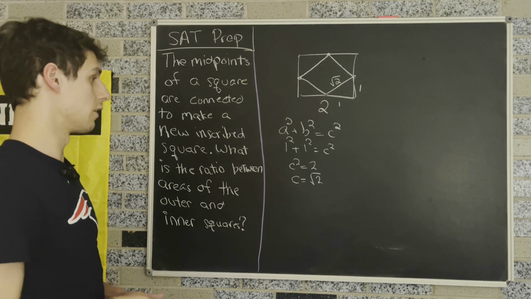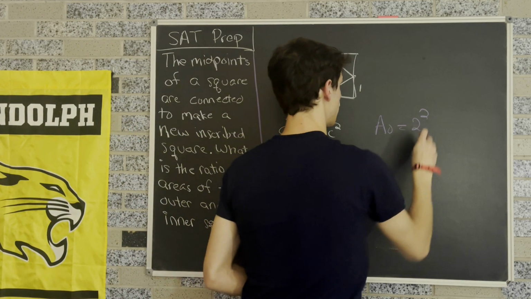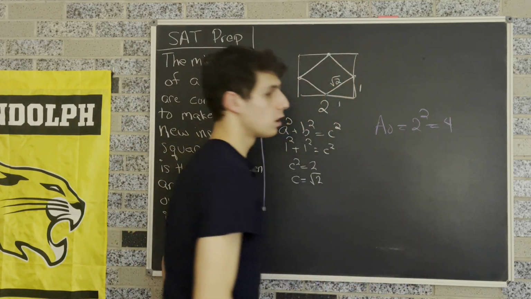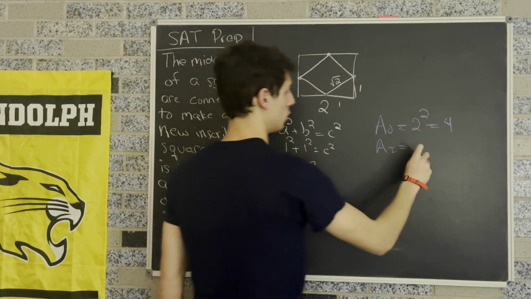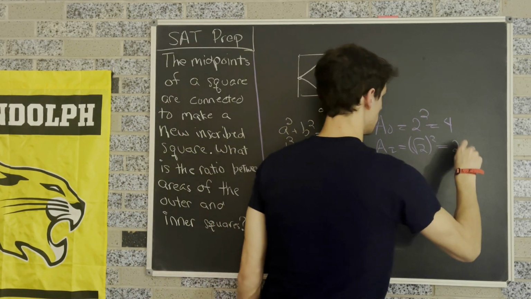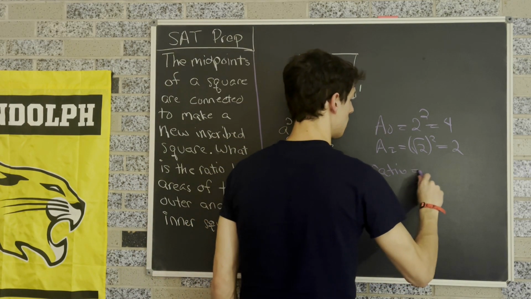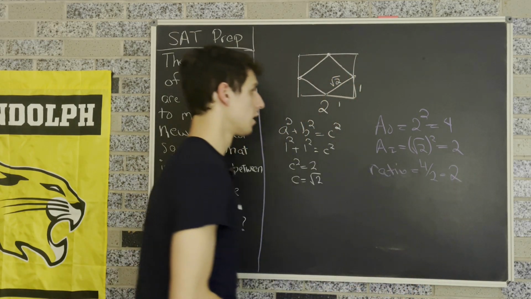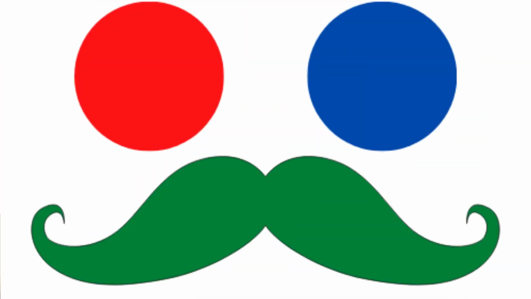But now we can find the areas of both. The area of the outer square is going to be equal to 2 squared, because that's our whole side length squared, and that's going to be equal to 4. And the area of the inner square is going to be equal to the square root of 2 squared, and that's equal to 2. And to find the ratio between the two, we simply divide. So we have 4 over 2, which is 2. So that is our final answer for this problem. Let's move on to the last one.